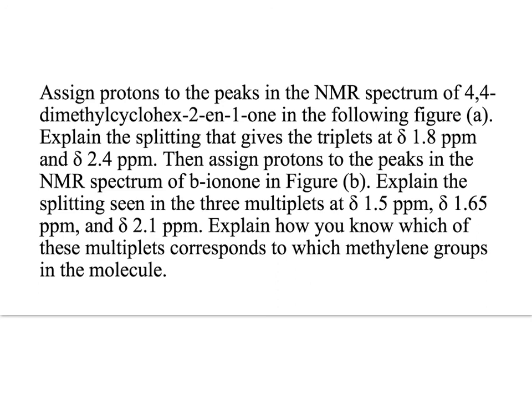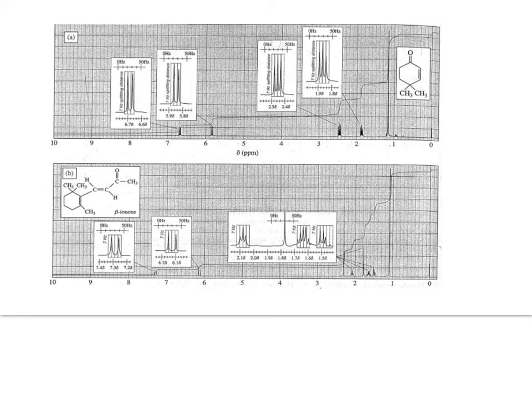Okay, assign protons to the peaks of the NMR of 4,4-dimethyl hex-2-ene-1. Explain the splitting that gives the triplets. Okay, this is the n+1 rule. So let's get this. Okay, so they're expanded here, and this is your alkene. So here's your alkene peaks. So this one would likely be HA, because it's connected to the carbonyl, and this would be HB.